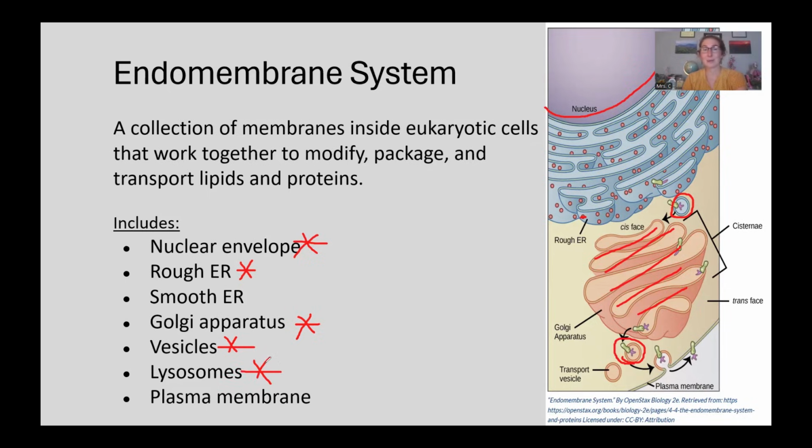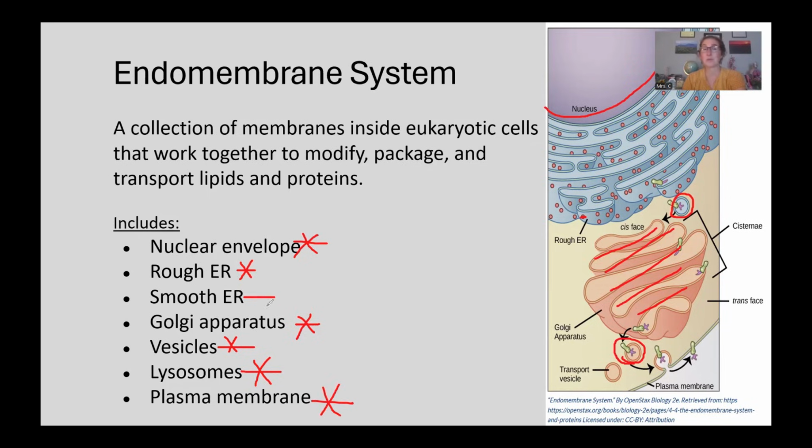Lysosomes. Lysosomes are made from the Golgi. They contain special hydrolytic enzymes which digest or get rid of worn out cell parts. So they're kind of like the garbage collectors of the cell, lysosomes. And then we have the plasma membrane, the membrane around all cells.